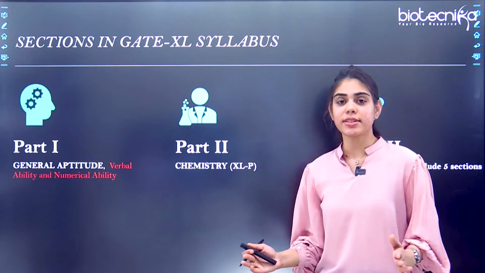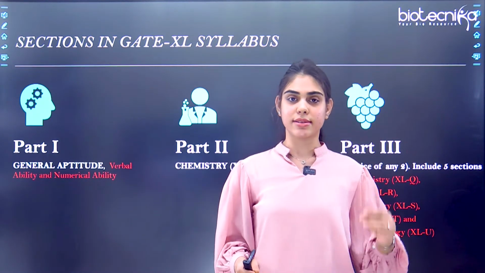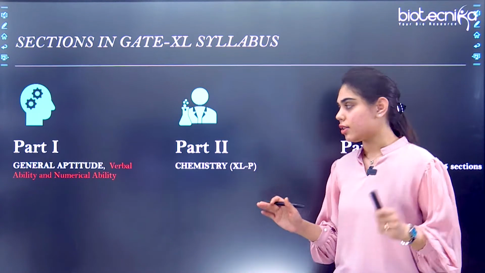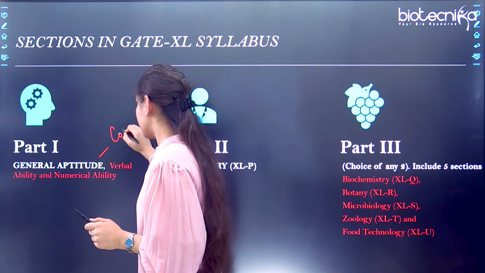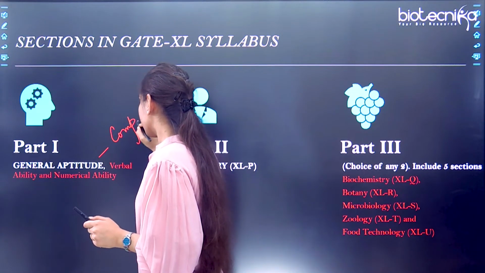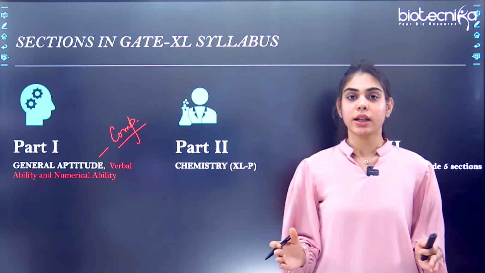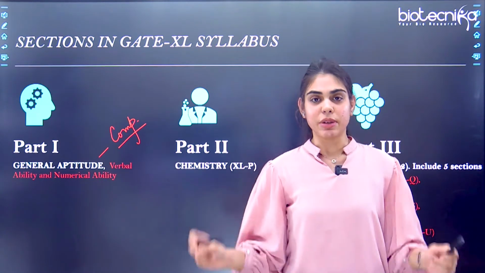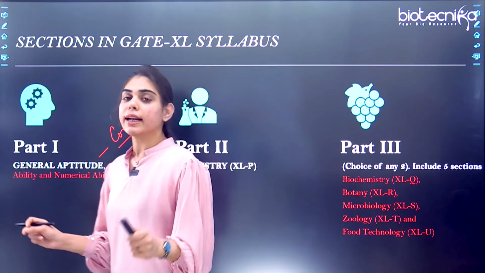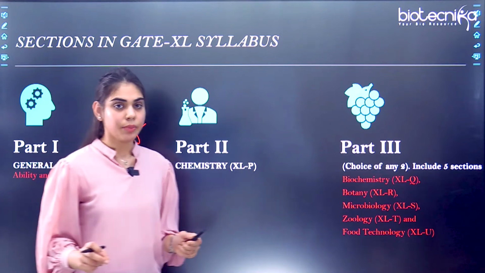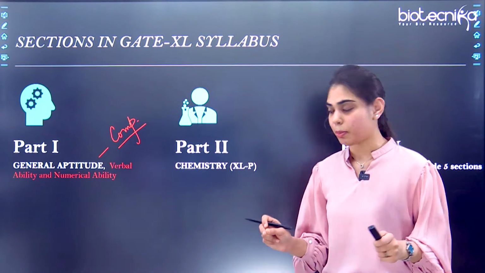So what are the sections in the GATE Life Sciences syllabus? You will find there are 3 sections under this syllabus. Part 1 is general aptitude. This part is compulsory for all candidates. It further includes verbal ability as well as numerical ability. In part 2, you will get chemistry. Again, this is the most scoring section and a compulsory section for you all. You should attempt all the questions in this chemistry part.